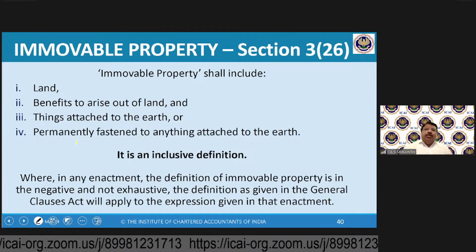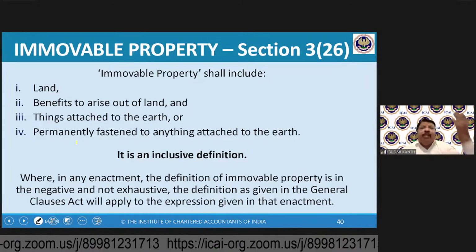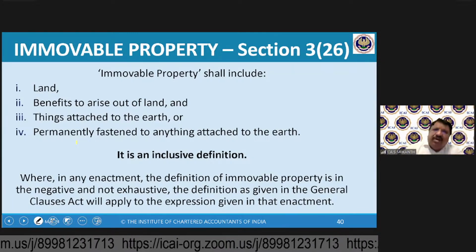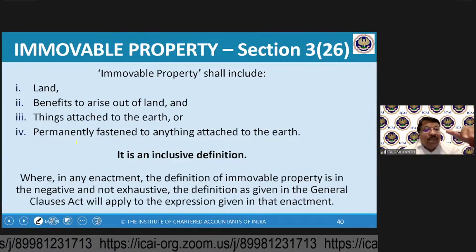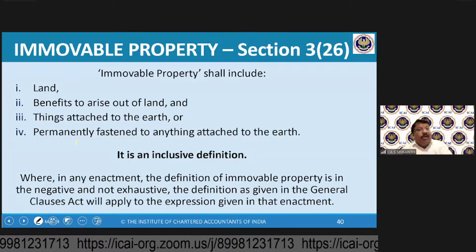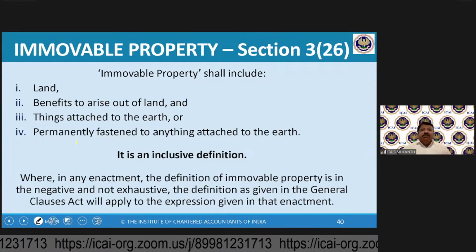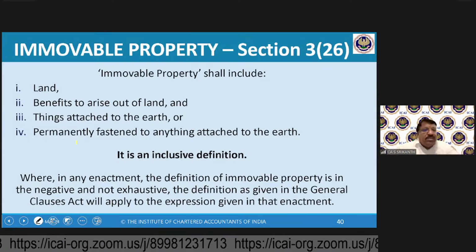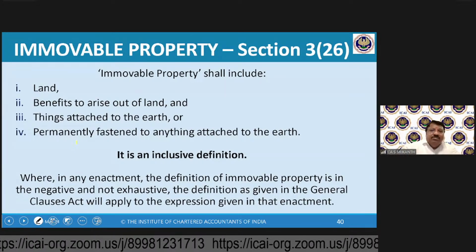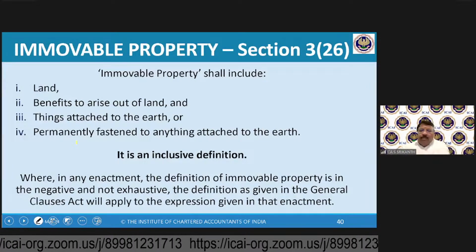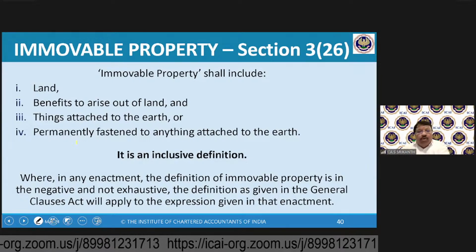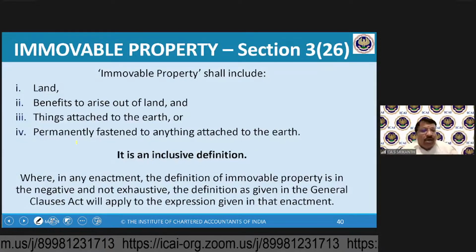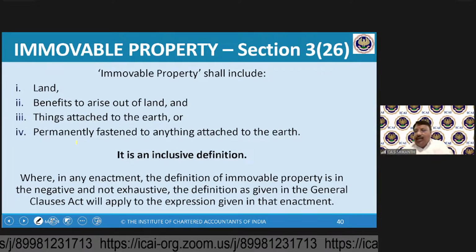Now, coming to the point of immovable property. The word immovable property is generally accepted. There are many enactments which define the word immovable property. There are enactments like the Sale of Goods Act which define movable property. Here they have defined immovable property. So if any act does not define immovable property but uses the concept, then you can use this definition, section 3 subsection 26. Immovable property shall include land, benefits to arise out of land, things attached to the earth, or permanently fastened to anything attached to the earth.